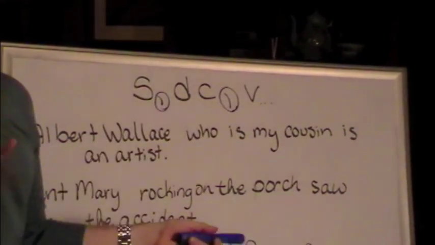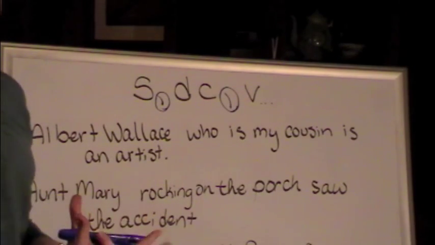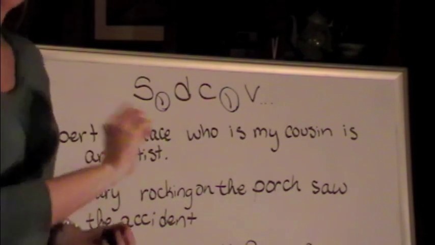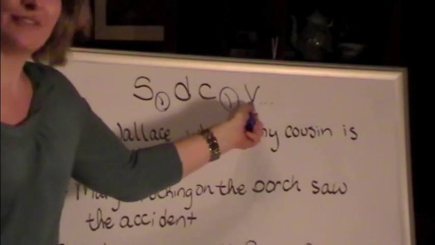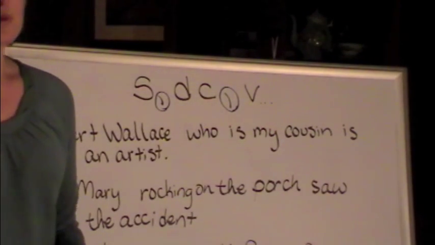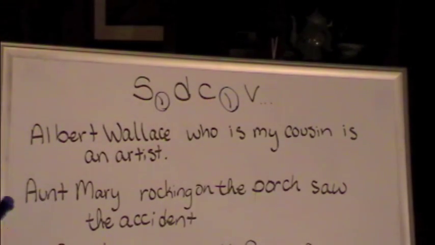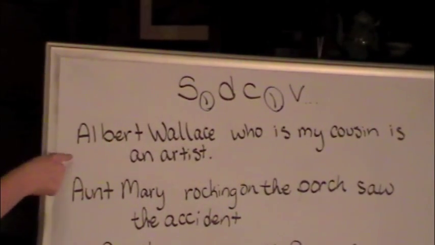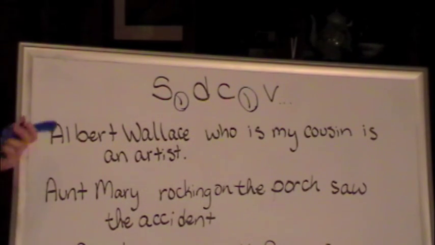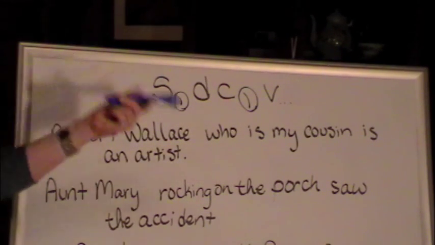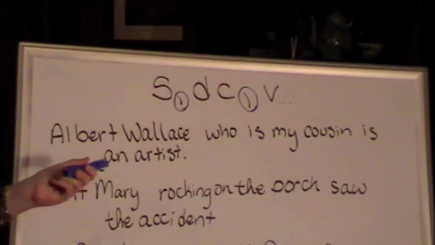And sometimes the question, like if it's a sentence correction one, will try and put extra words in front of that verb, okay? We'll practice some of those questions in a bit, but first, let's just learn the pattern. Okay, so our first example here is this sentence right here. Albert Wallace, who is my cousin, is an artist.